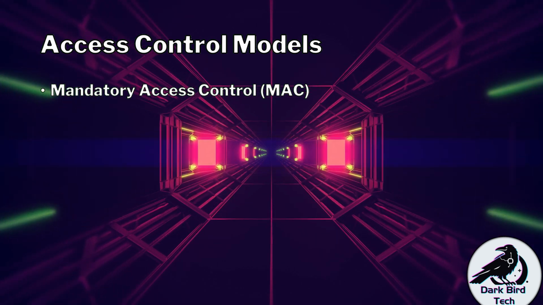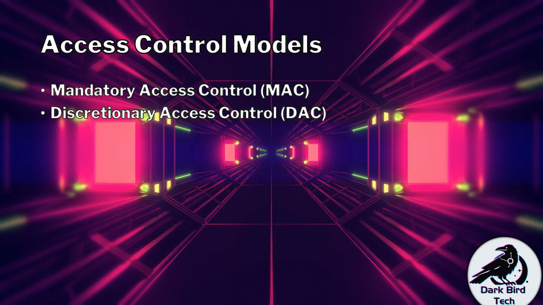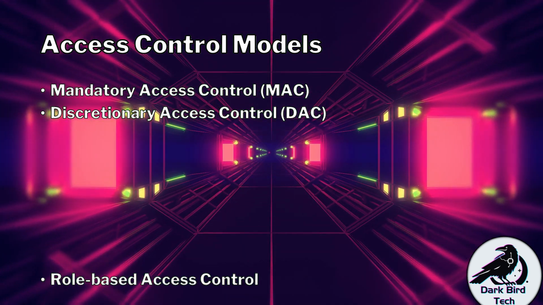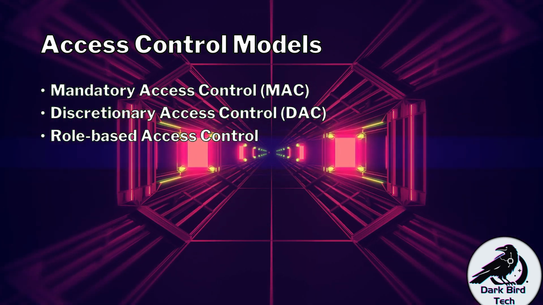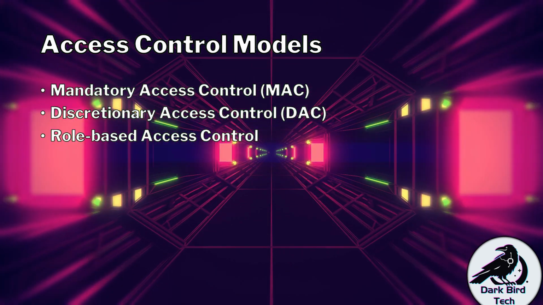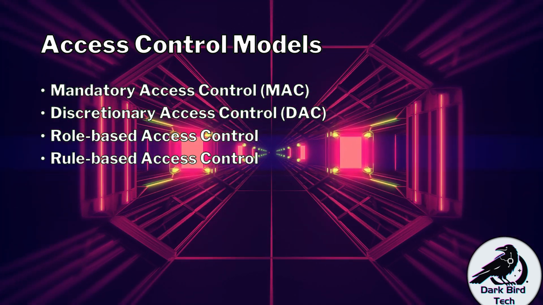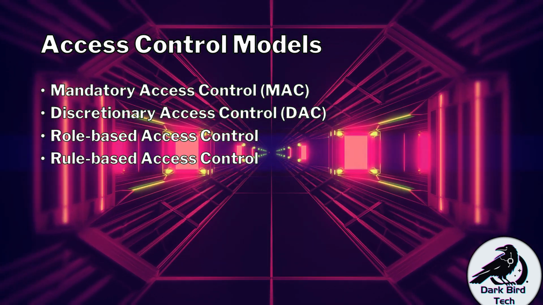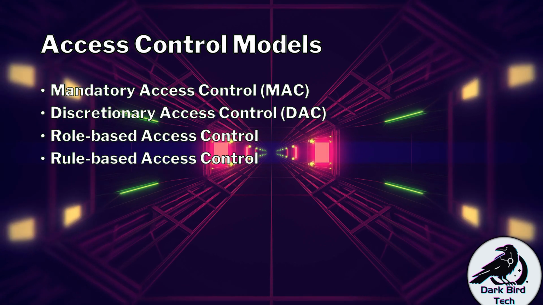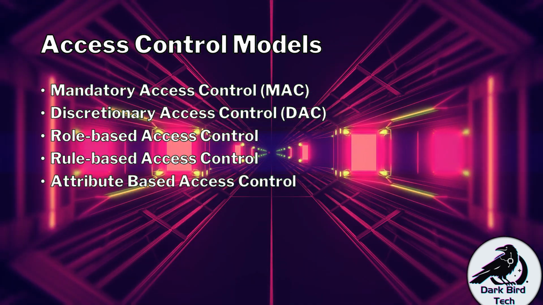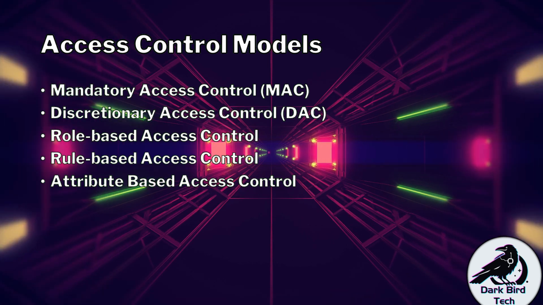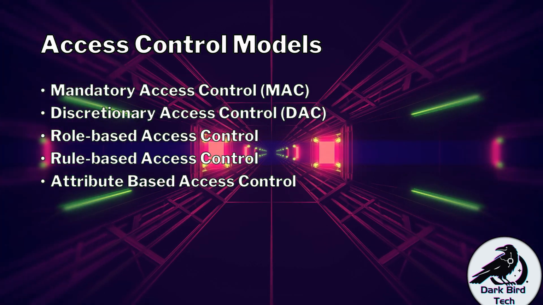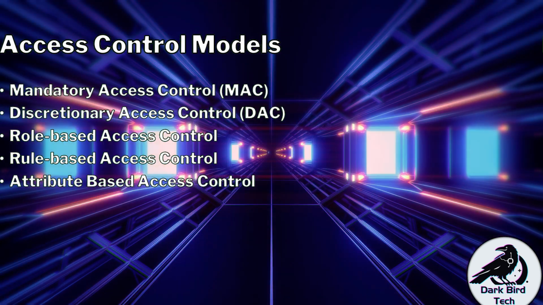So, after mandatory access control, we have discretionary access control, or DAC. But don't worry, I've got more than two choices for you. We also have role-based access control. Please don't abbreviate that to RBAC because you might confuse people with rule-based access control. Oh dear. Yeah, you can see why I don't want to abbreviate that to RBAC. Then we also have attribute-based access control. And if you really want to, you could abbreviate that to ABAC. But, your choice. Now, let's run through each of them and discuss what they entail.